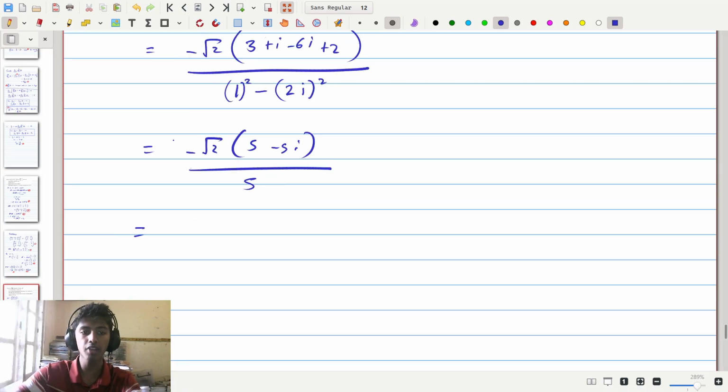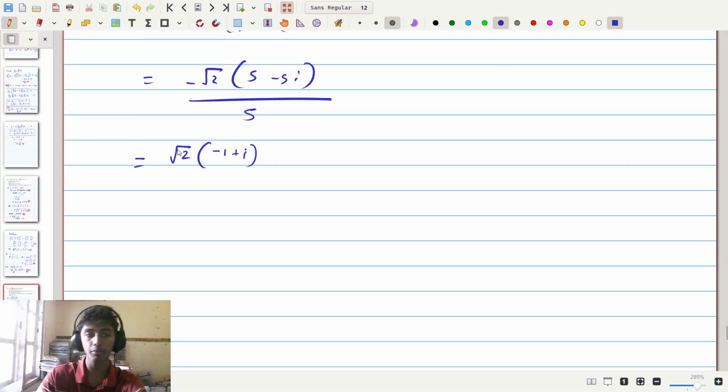Now if we simplify this down, we can divide the 5 out, which is going to leave us with 5 minus 5i divided by 5, which is 1 minus i. So we have minus square root of 2 times 1 minus i, which I'm going to write as square root of 2 times negative 1 plus i.